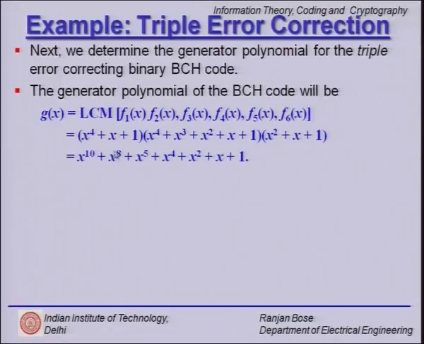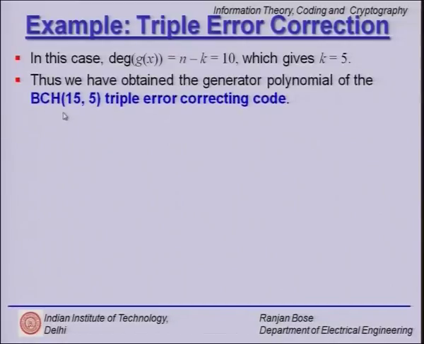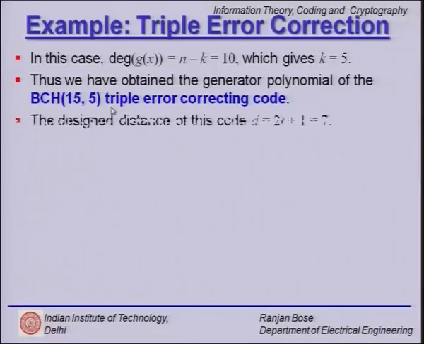What is to be noted is the more polynomials we pick up, the higher is the degree of g of x. But higher degree means n minus k is larger, but n is fixed. So, k must go down. That means my redundancy is being added. So, g of x becomes a stronger generator polynomial, at the cost of higher overheads. Again, k is equal to 5. So, we have BCH 15,5, which is a triple error correcting code.